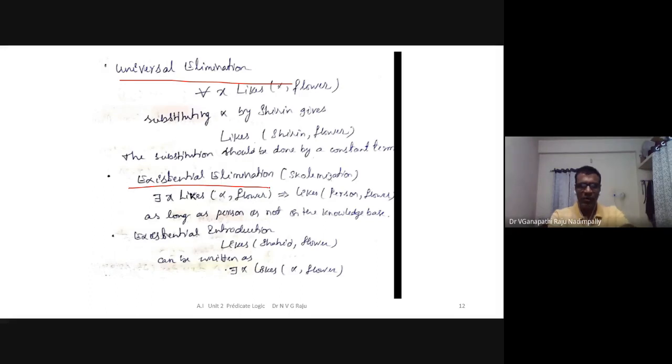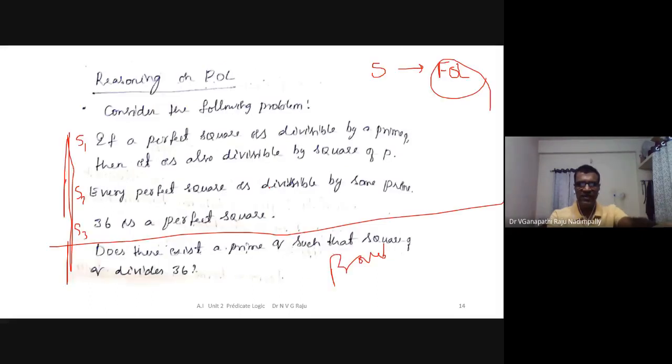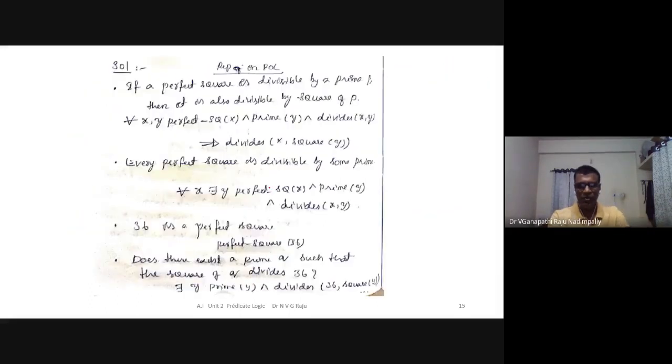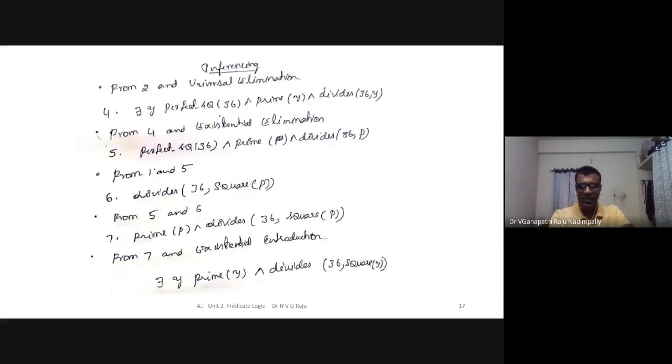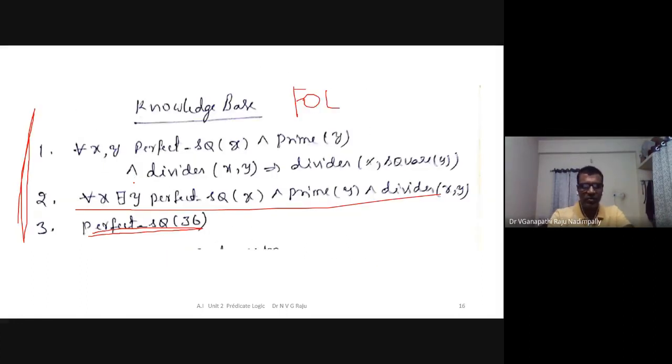Is it okay? Now, I am going to use these steps. Look at what I am doing. The first step is that I wanted to remove there exists y. If I want to remove it, I can use either of these. Either I can go for universal elimination, or I can go for existential elimination. It is up to us.